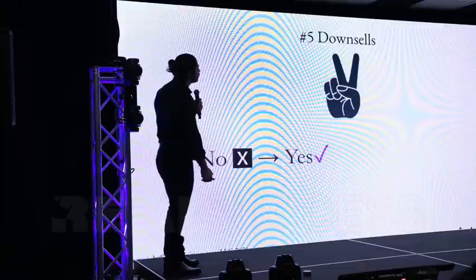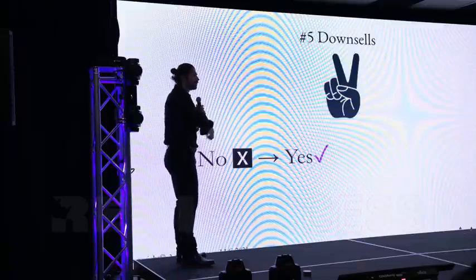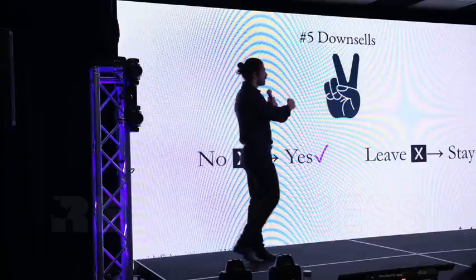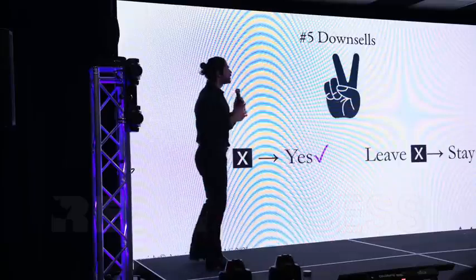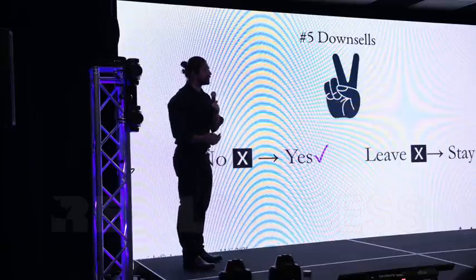Downsells. So this is an easy one that no one does. There's 2 types of downsells. The people that were going to say no that then say yes. And the second is people who are going to leave but then stay. All right? And so think about all these as little golden BBs in the business.